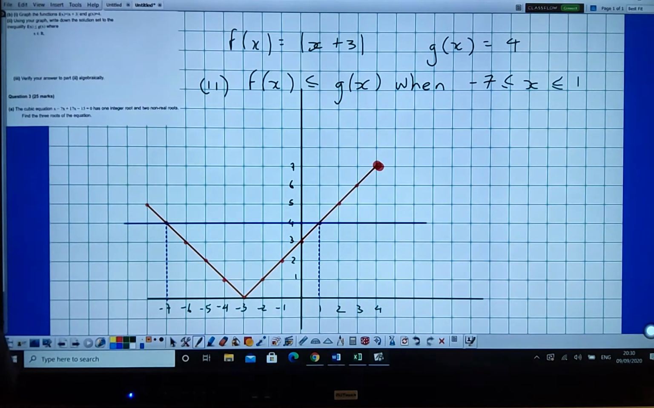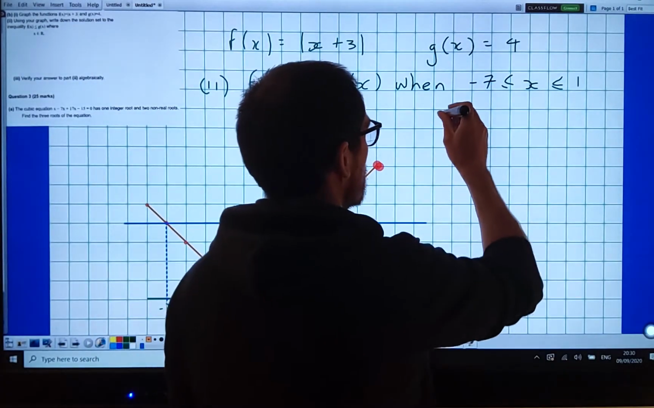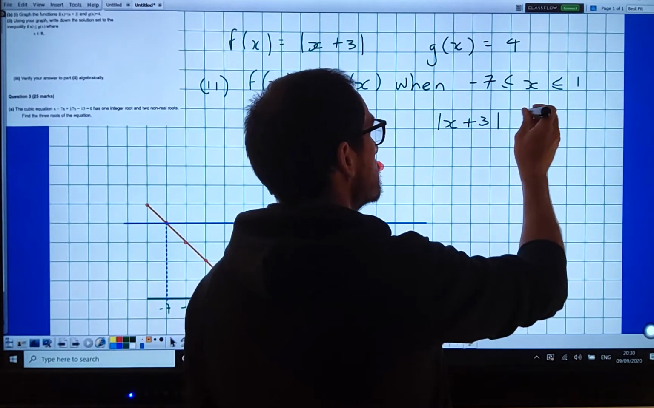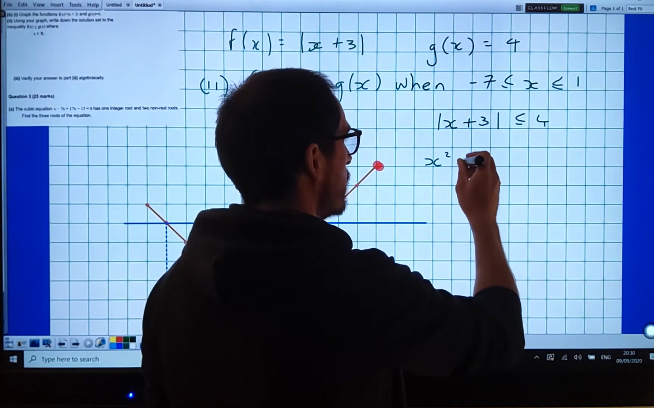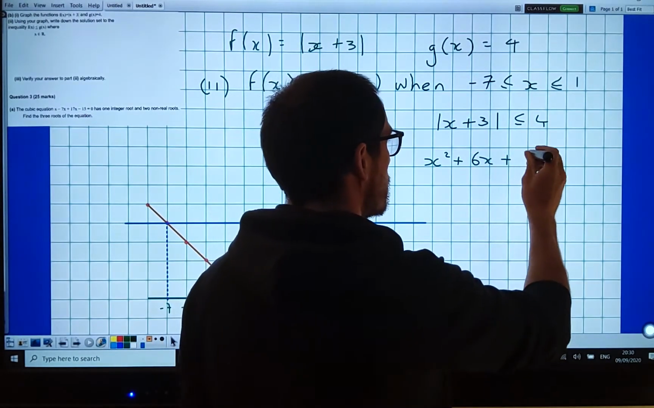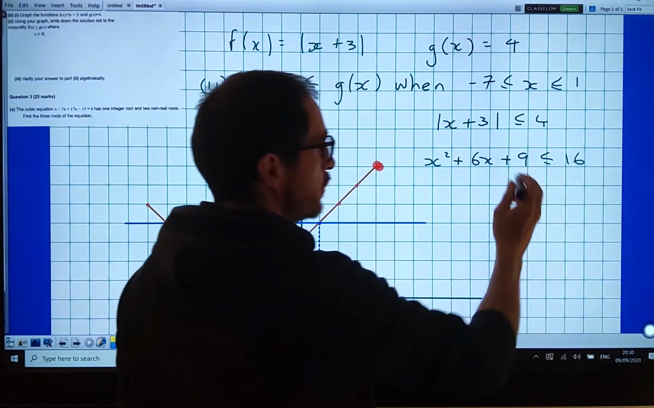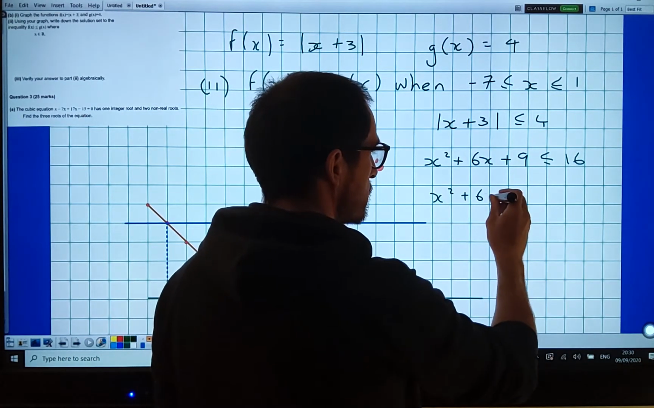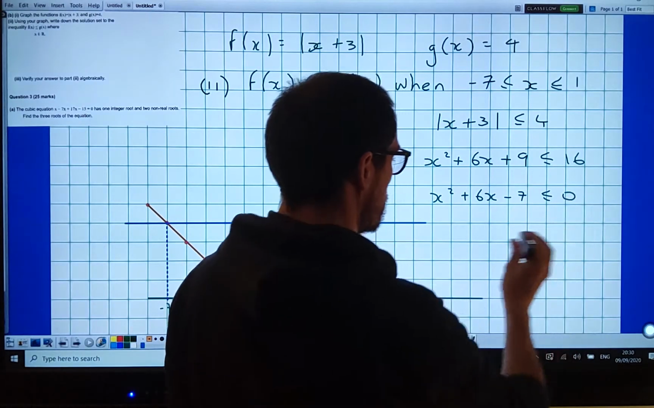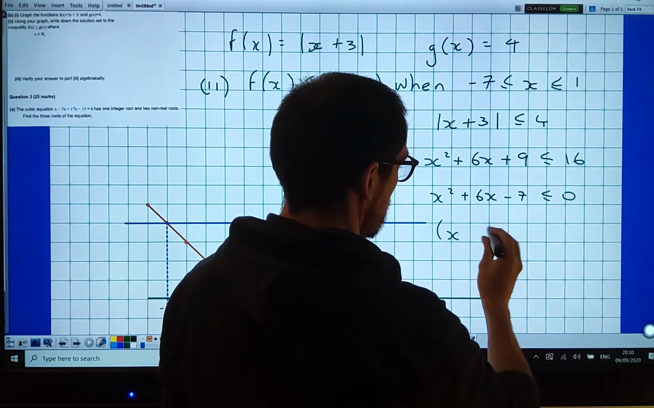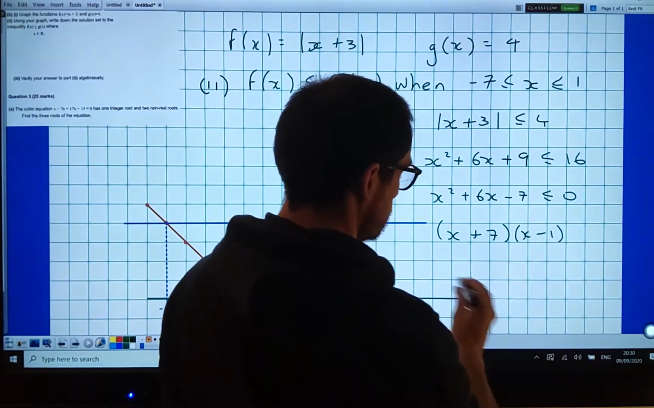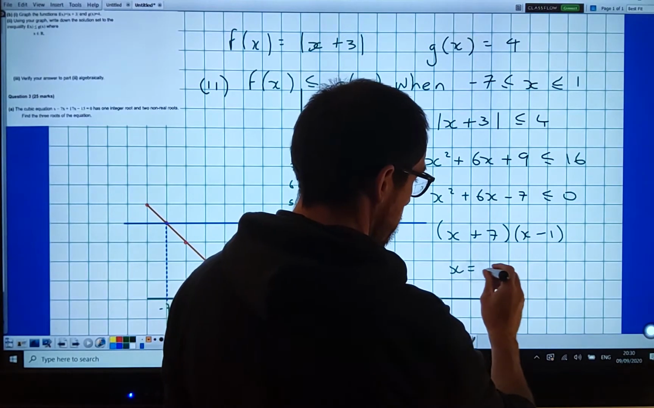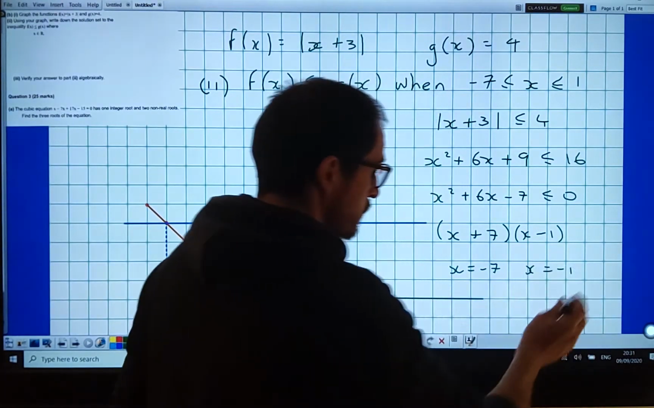So how do you prove that algebraically? Well, the way you prove that algebraically is you create an equation. So you do as follows, the modulus of x plus 3 is less than or equal to 4. And you square both sides. So x squared plus 6x plus 9 is less than or equal to 16. Bring the 16 over, x squared plus 6x minus 7 is less than or equal to 0. And you solve, x plus 7 times x minus 1. So you let them equal 0, so you'd say x is equal to minus 7 or x is equal to 1. So that's where you know where they're equal.